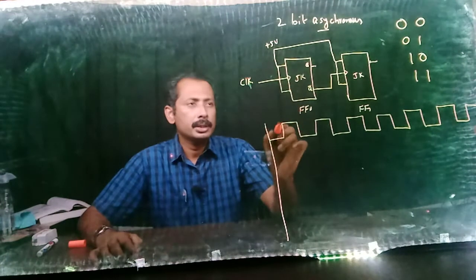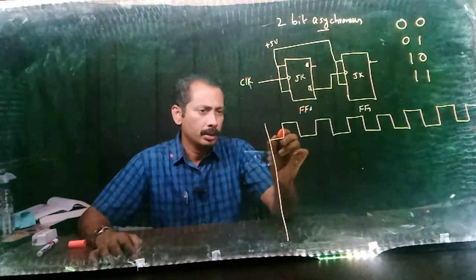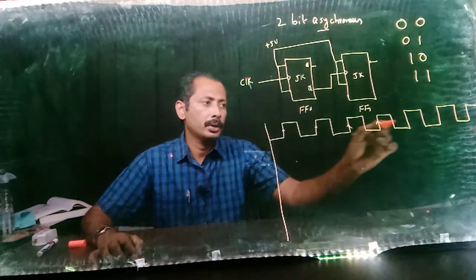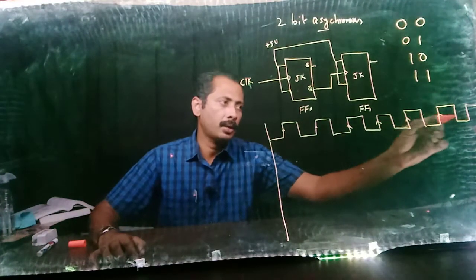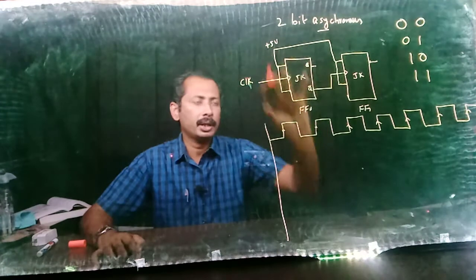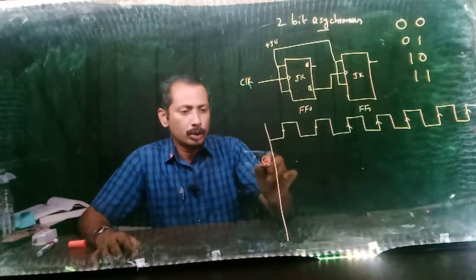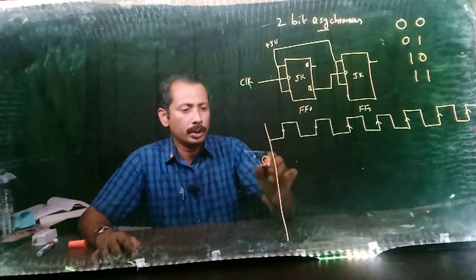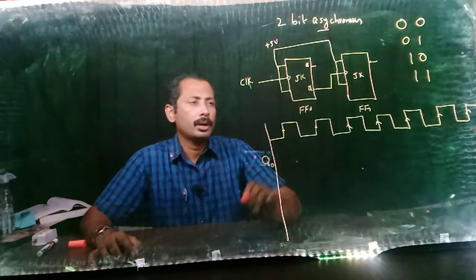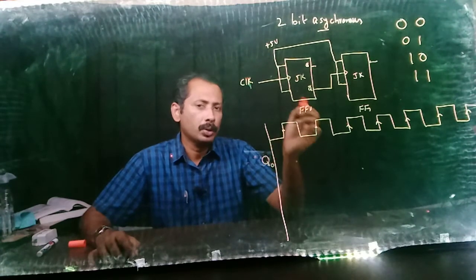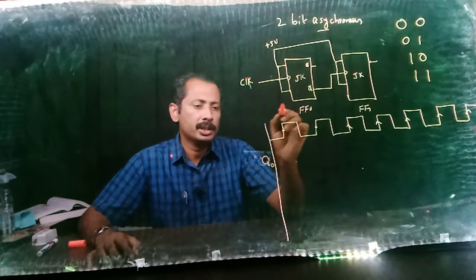Since this is positive edge triggered, this circuit triggers at the positive edge only. This counter reacts only at the positive edge. I am drawing this Q here. Q means Q0, the output of the first flip-flop, and assume that it was zero at the initial state.